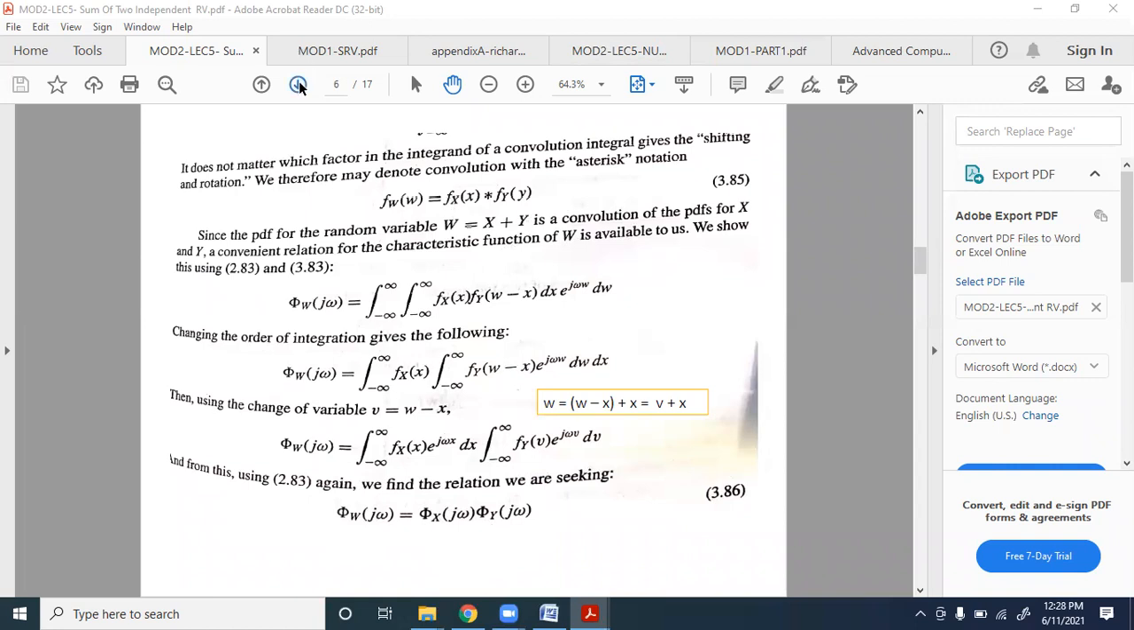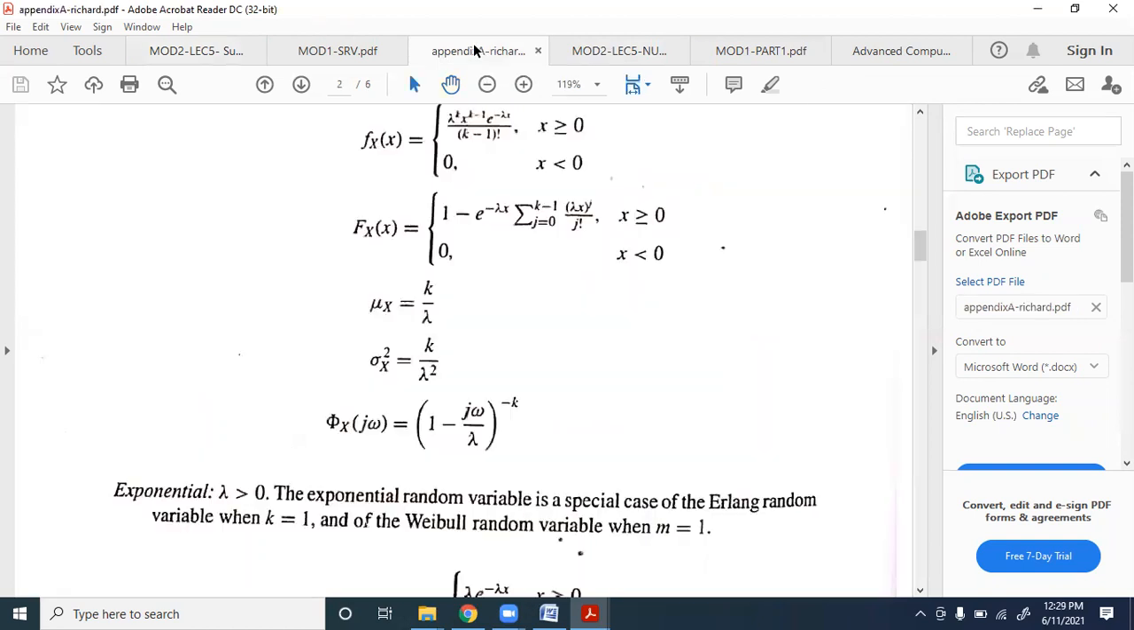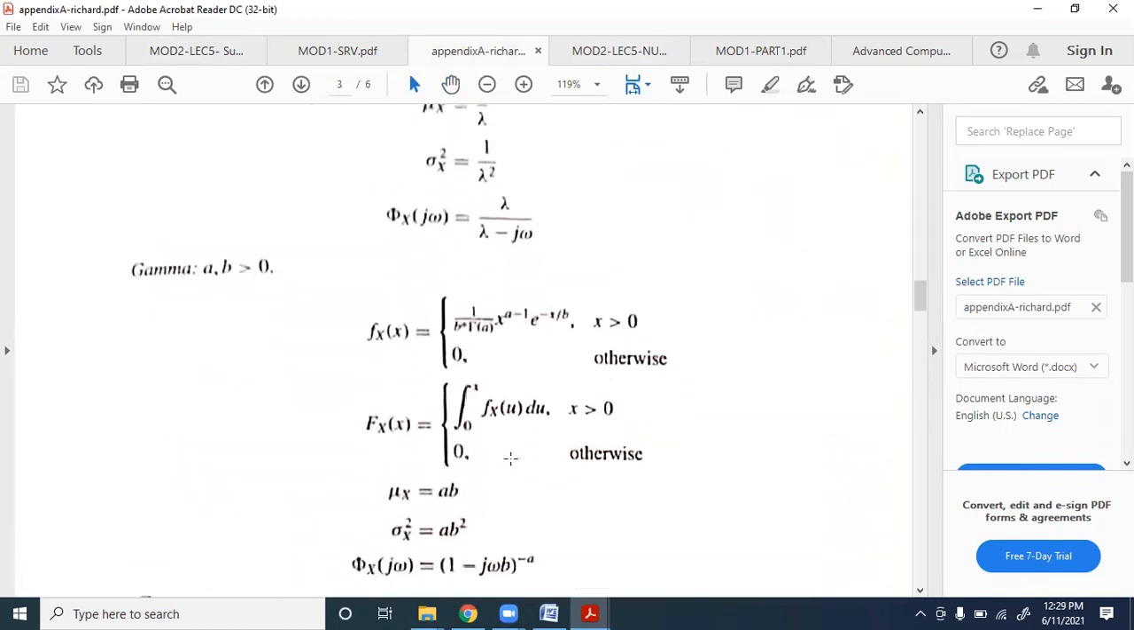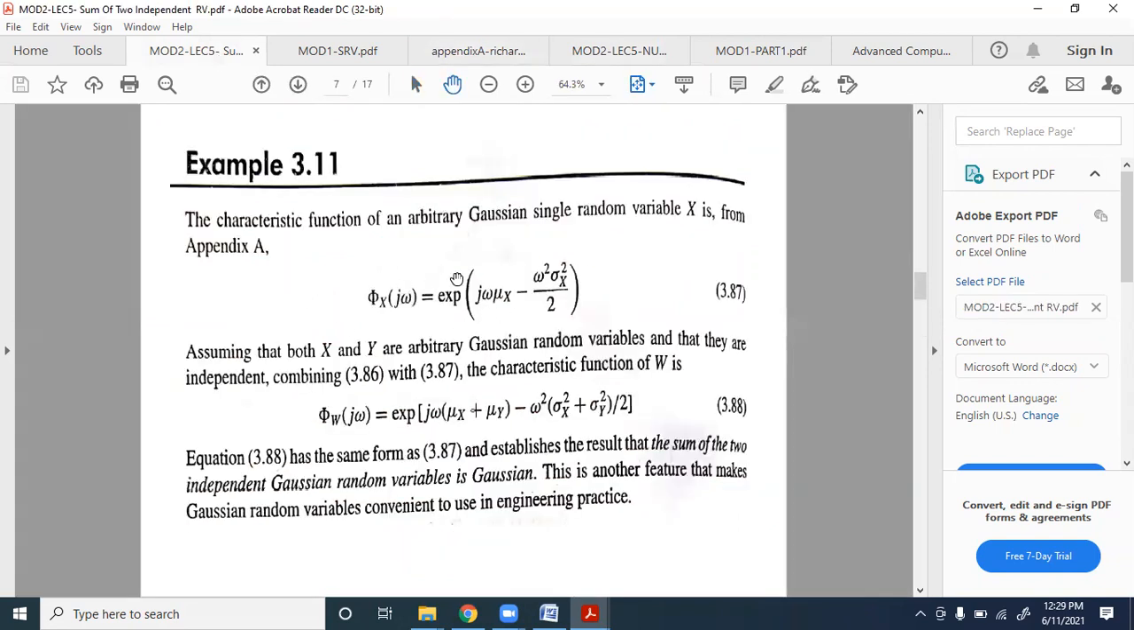Continuing from there, let us consider the numerical which we have here, 3.11. Here the characteristic function of an arbitrary single random variable X is taken from Appendix A. In Appendix A, we know very well that for the Gaussian random variable, this is the characteristic function. We have picked up the characteristic function from Appendix A here.